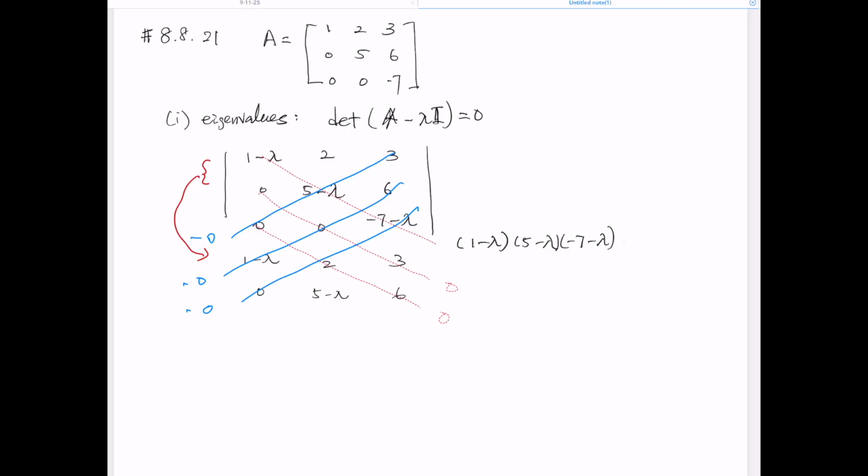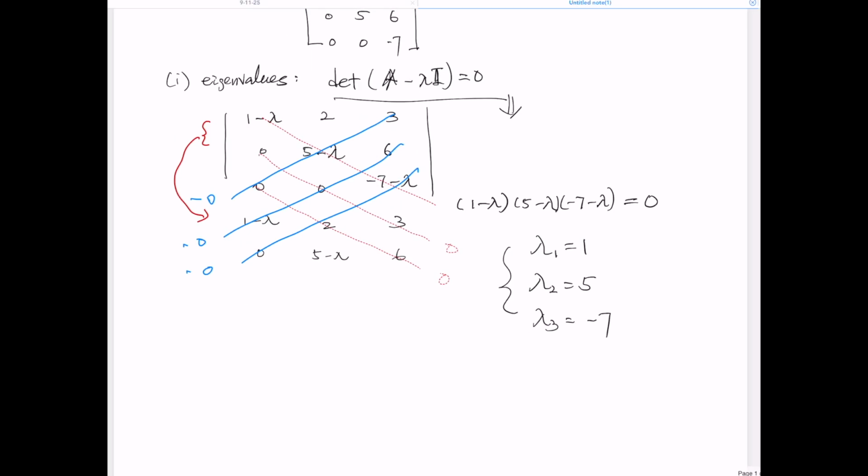So now this term, we're going to let equal 0 based on this formula. From here, we don't have to expand it. We just need to find the lambda. So eigenvalue lambda 1 is 1, eigenvalue lambda 2 is 5, eigenvalue lambda 3 is negative 7. We have 3 eigenvalues, so we need to find 3 eigenvectors.